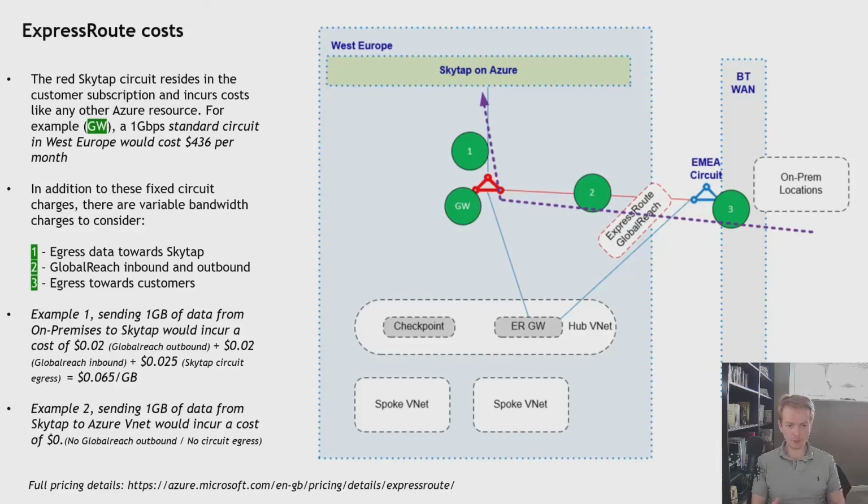As I say, this red circuit lives in the customer subscription as a normal resource, and therefore it incurs billing costs, just like their blue circuit would incur billing costs. They're not packaged as part of the Skytap solution. So let's think about what that means. The first thing with ExpressRoute pricing is this red circuit here will incur a monthly recurring charge, just like the blue circuit incurs a monthly recurring charge. So for example, in West Europe, a 1 gig standard circuit using pay-as-you-go billing will be roughly $430 per month. That will show up on the customer's Azure bill.